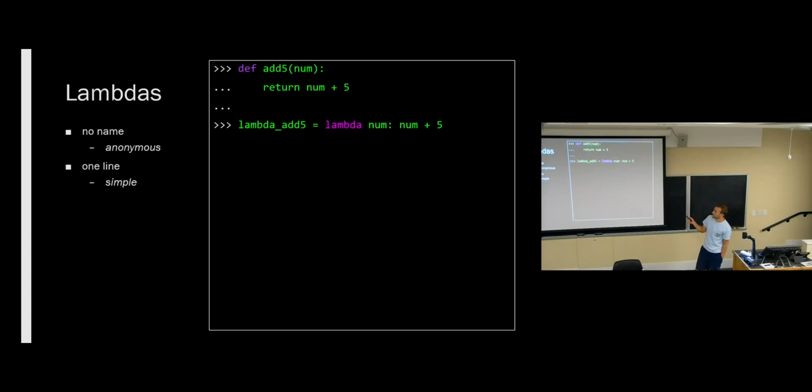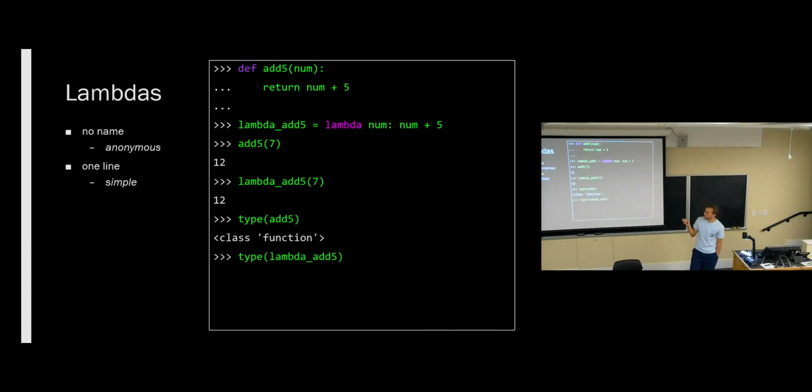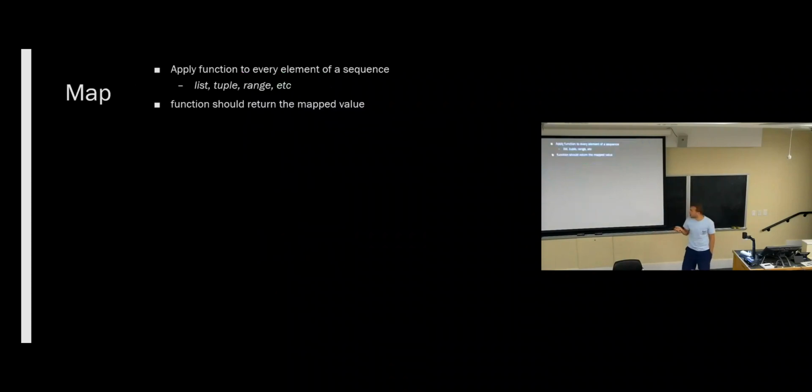So here, you don't have to write return or anything because it's just one line, but this means that the result of this lambda function is num plus 5. And we can call that lambda just like we can call a function. If we get the type of add 5, we get function again. And if we get the type of that, what do you guys expect? It's a function. So there's no separate type for lambdas. Not that that's important, but.